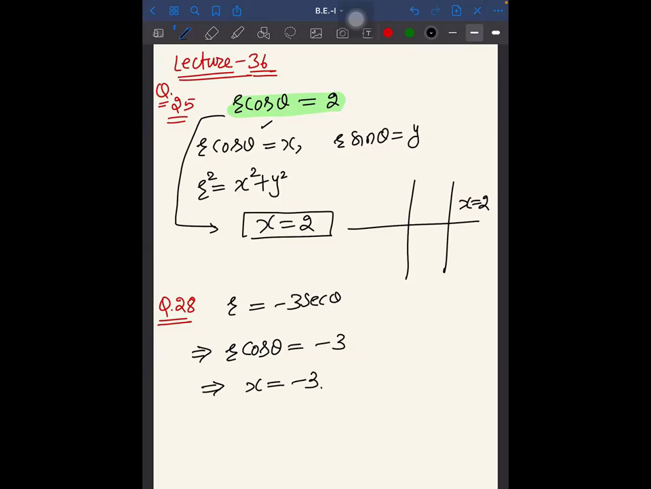And next is question number 29, which is r cos theta plus r sin theta is equal to 1. So what is r cos theta? X. And r sin theta? Y. So x plus y is equal to 1. So it becomes a straight line, yes, that's it, a straight line.